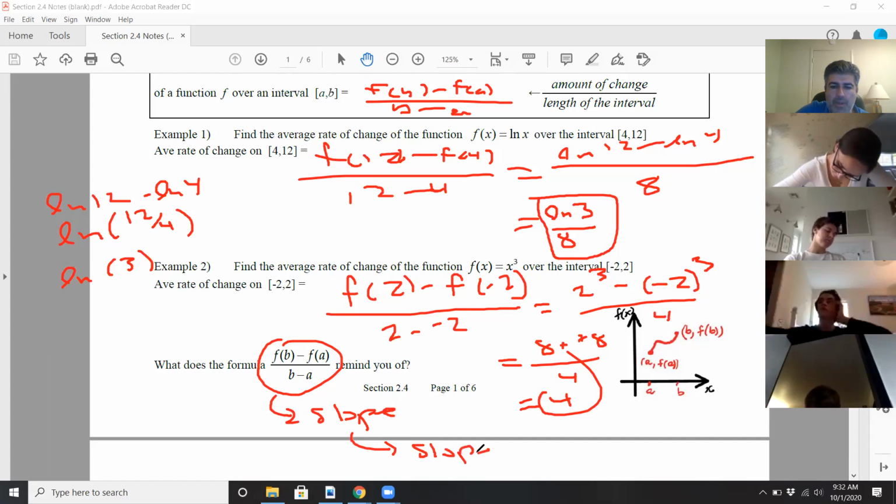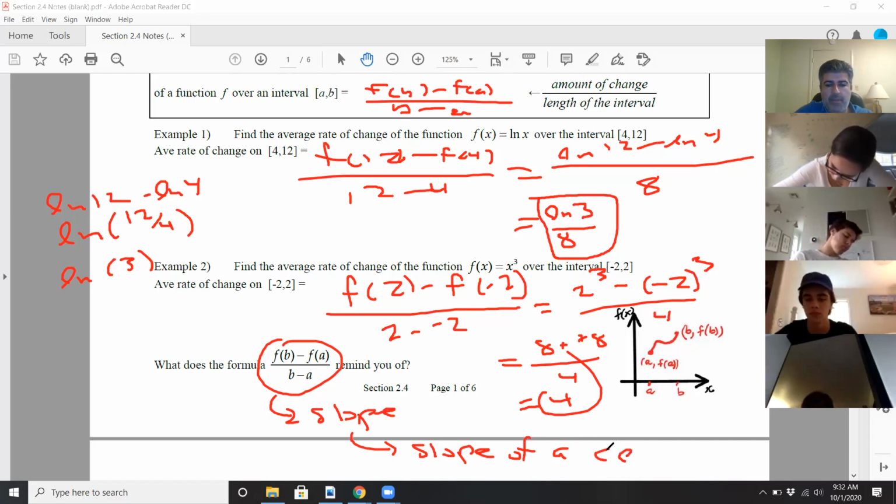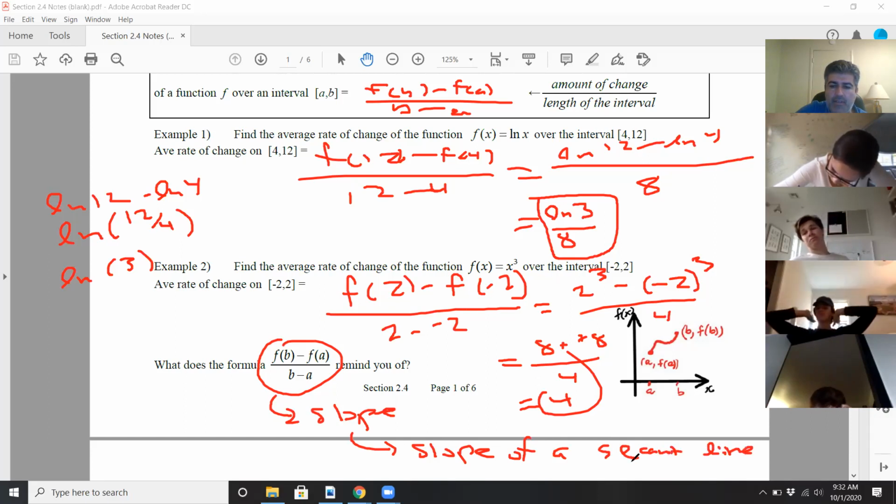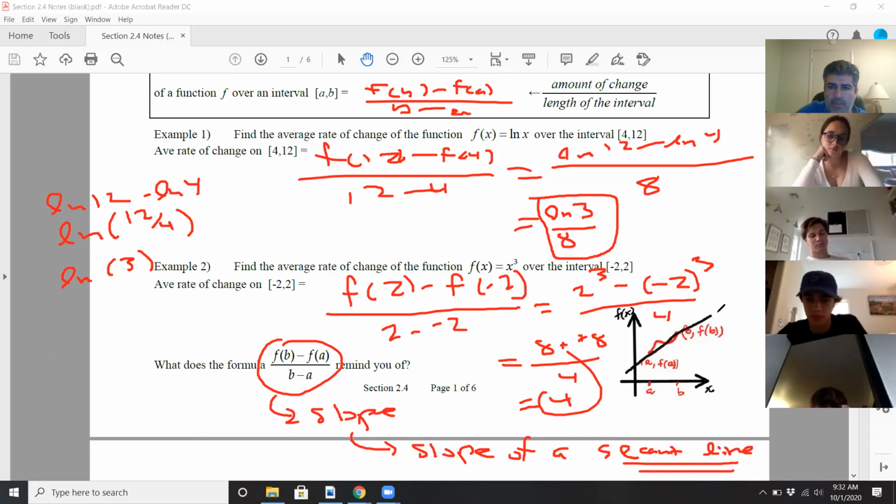we call it the slope of a secant line, which is a nice segue to what we're going to talk about on page 2. So we call it the slope of a secant line. And if I draw this in black, so here's f of a, here's f of b. And the slope of that line, this is called a secant line. A secant line is a line that passes through 2 points of a curve.